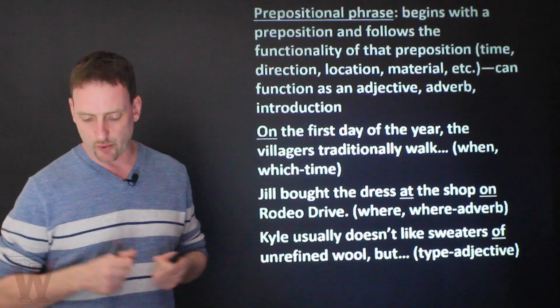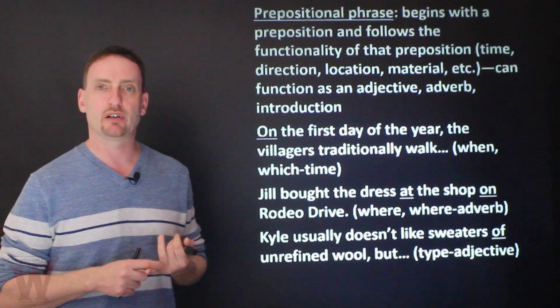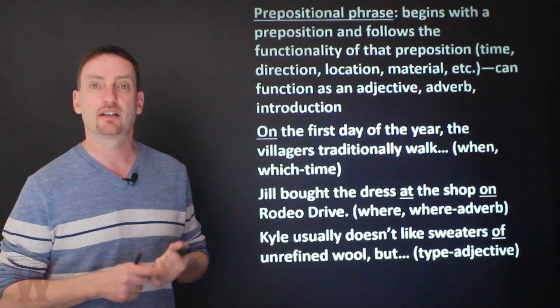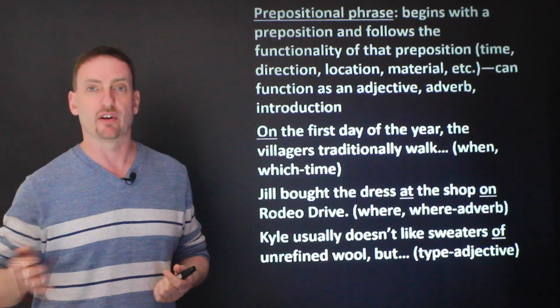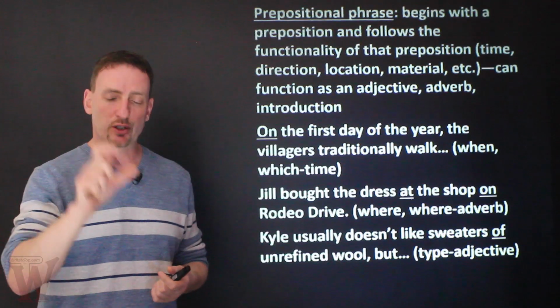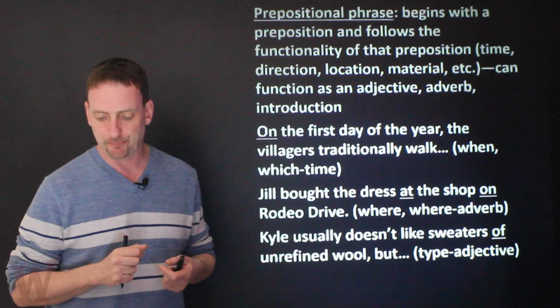Which day or when. Jill bought the dress at the shop on Rodeo Drive. So Jill bought the dress where? At the shop. Which shop? On Rodeo Drive. I can have more than one. Each one has its own specific function. Make sure you recognize that.